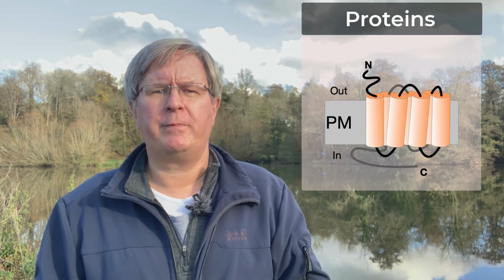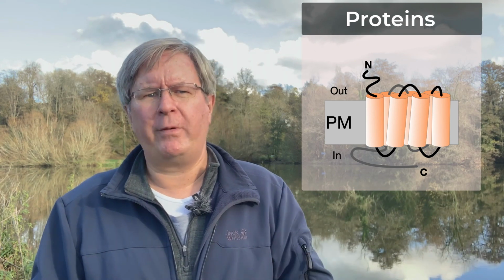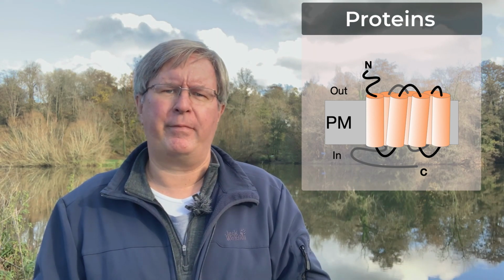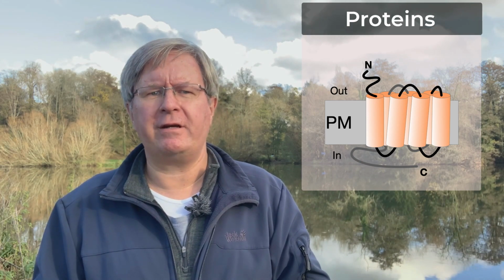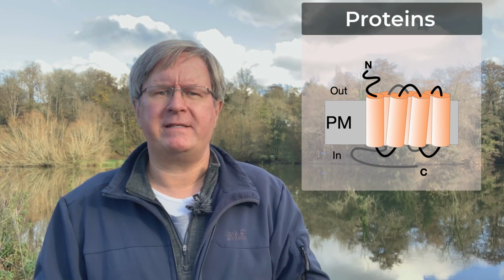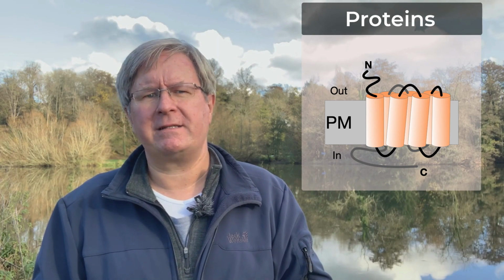2. Multiple membrane spanning proteins. These proteins have multiple alpha helices across the membrane. An example of this type of protein is the G protein coupled receptors, the GPCRs. They have 7 transmembrane spanning domains.